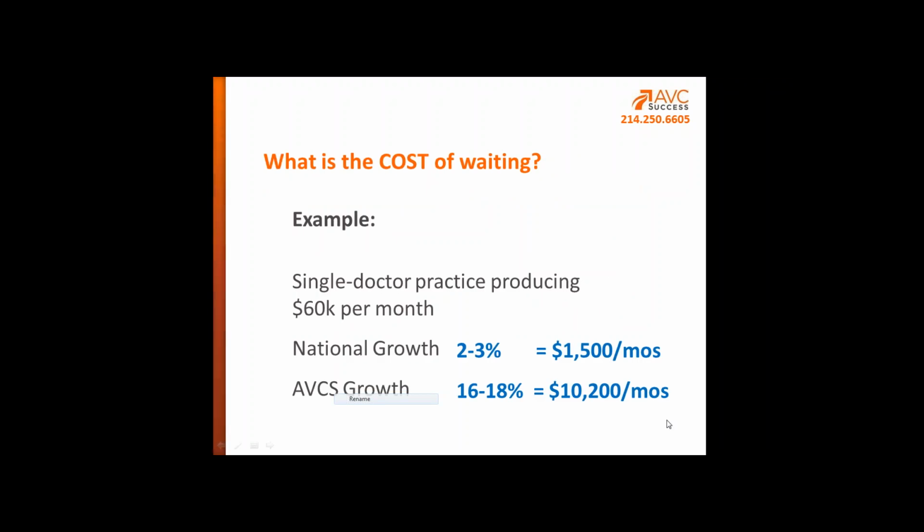And understand that there is a cost of waiting. The longer you wait to do your exploratory analysis and do something about it, put that plan for success in place, the more it's going to cost you. Because even if it's just looking at national growth of 3%, if you're, let's say, just using the example of a $60,000 a month practice, that comes out to $1,500 a month you could grow it by. Do you want to wait to capture an extra $1,500 a month? I'm sure that money could go somewhere. And just using our average of 16 to 18% there for our clinics growing, that translates to $10,200 a month if you do it based on this size clinic.